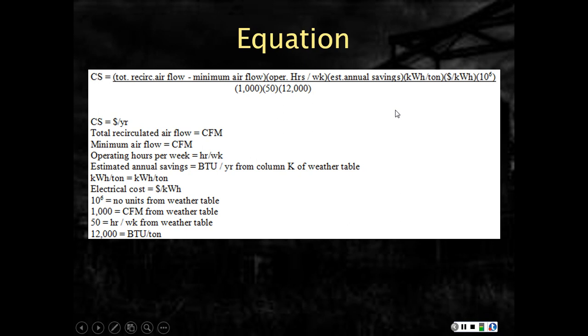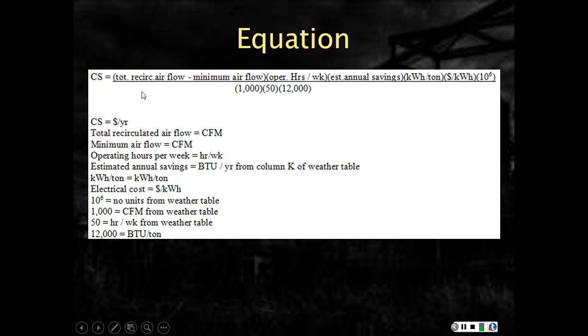Now, correction factors. Again, this savings is based on per every 1,000 CFM, so we have to divide that out. It's also based on 50 hours a week, so we put the actual hours of operation per week, and we have to divide it by what the equation was originally meant for. So the 1,000 and the 50 are correction factors based on what we're actually doing. This 12,000 is the BTUs per ton of cooling.